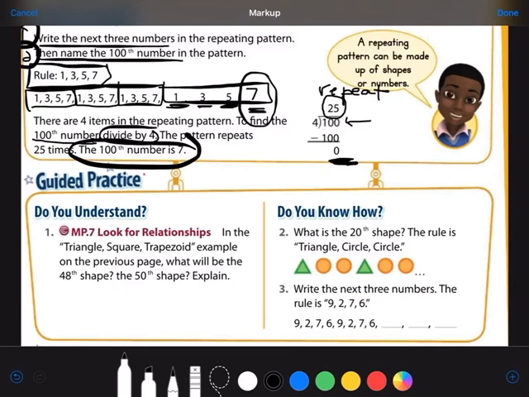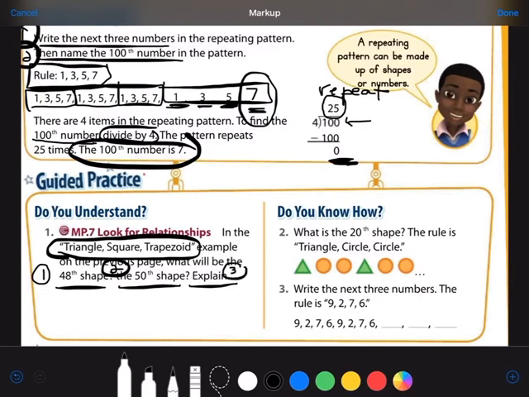Let's look at the guided practice together. It says, in the triangle, square, trapezoid example on the previous page, what will be the 48th shape, the 50th shape? Explain. They want us to do 3 things. What's the 48th shape? What's the 50th shape? And they want us to explain. Well, let's look at our pattern. Triangle, square, trapezoid. How many parts are there to my pattern?